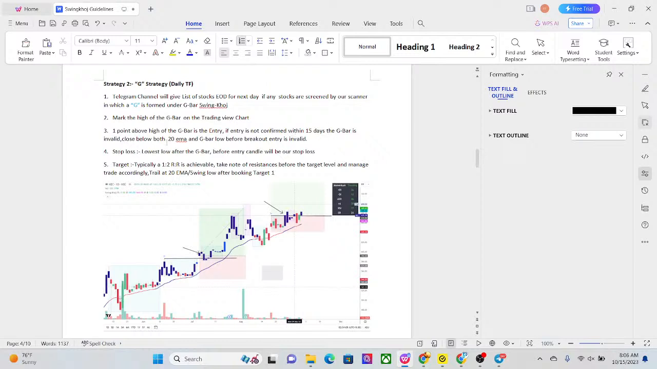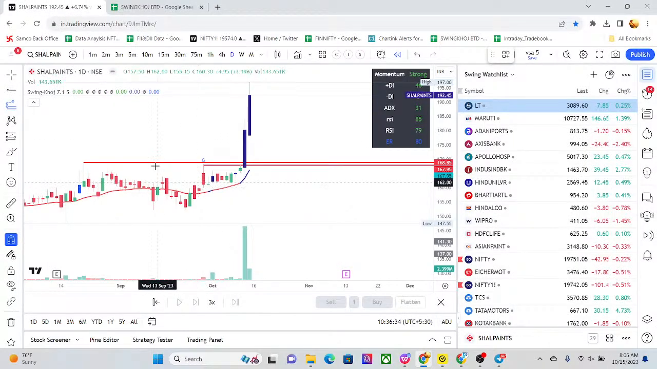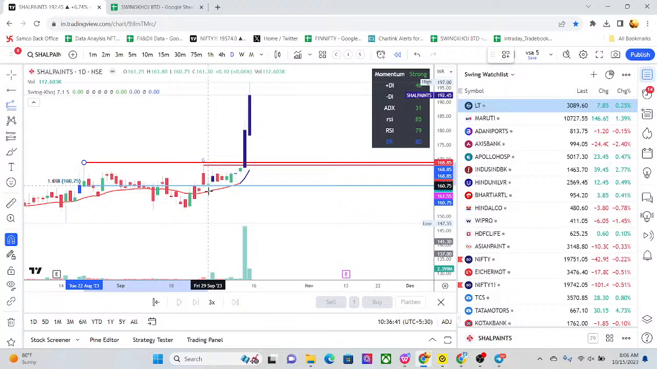Close below both 20 EMA and G bar. Okay, if we get a close below both the 20 EMA and G bar, both, not one, both, then it is invalid before the entry. If we get close below both, or if entry is not within 15 days, it is invalid.